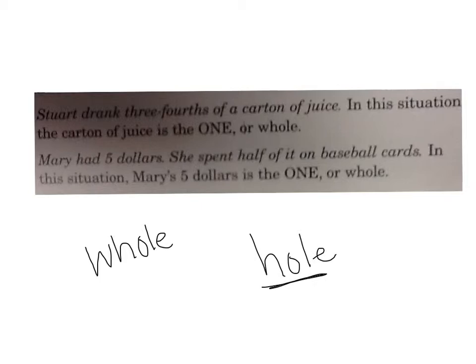Okay, take a look at this story problem. It says Stuart drank 3/4 of a carton of juice. In this situation, the carton of juice is the one, or the whole. Remember that every single fractional part has to have a whole that goes with it. There's two different ways that we can spell whole. Whole with a W, or hole without a W. Remember, this one is like a hole in the ground. That's not the whole we want. When we're talking about one whole, it's W-H-O-L-E.